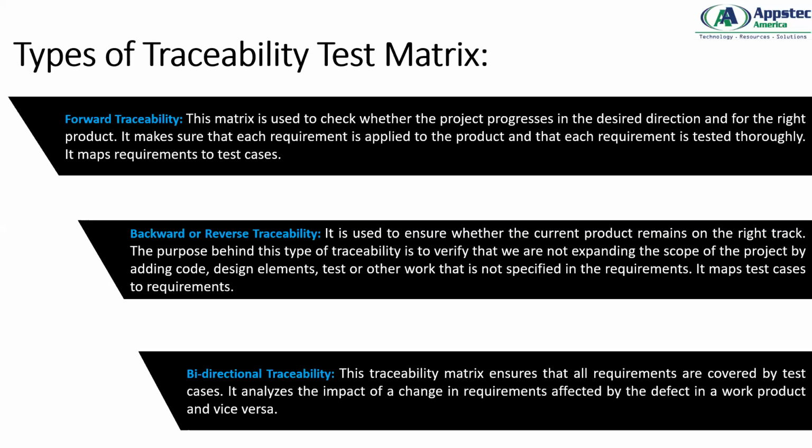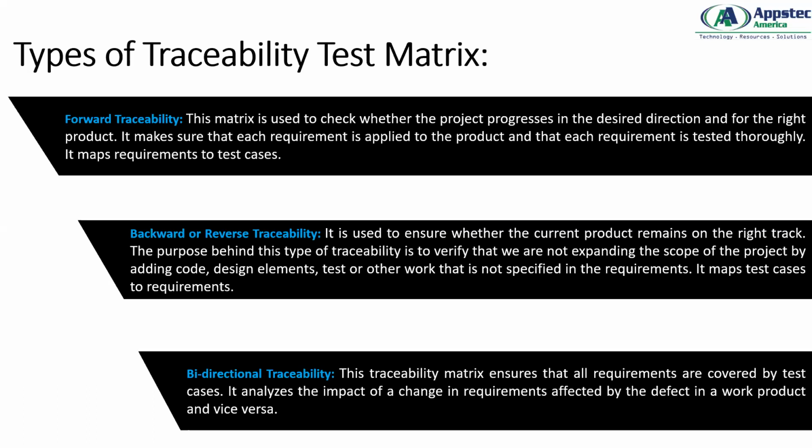Okay. Now, what is backward or reverse traceability? It is used to ensure that the current product remains on the right track. Similarly, the purpose behind this type of traceability is to verify that we are not expanding the scope of the project by adding code, design templates, tests or other work that is not specified in the requirements. This also helps to map test cases to requirements.